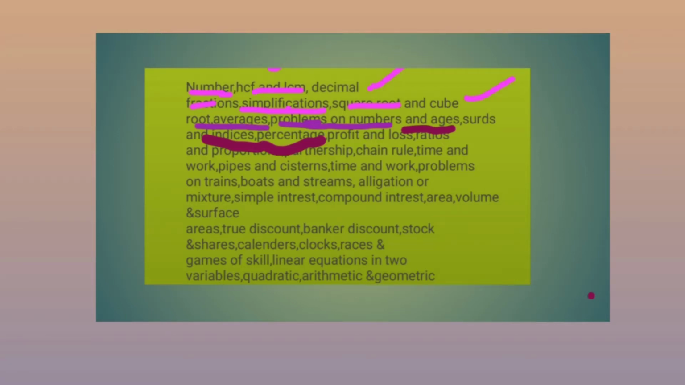In our last section, we have discussed these topics. In this section, we have to discuss profit and loss. Let us start our section.